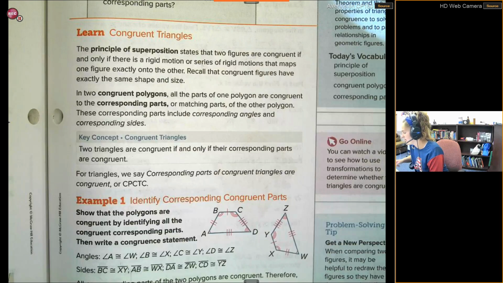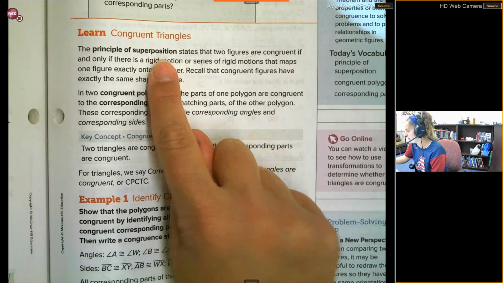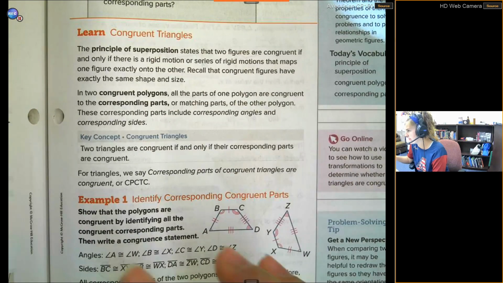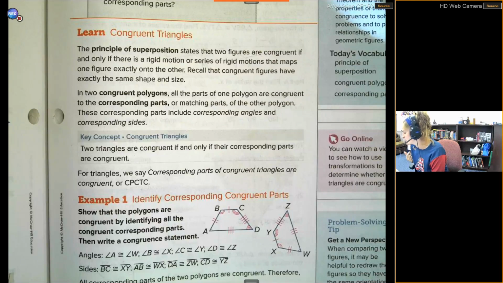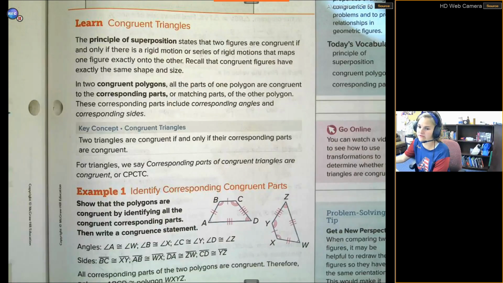So superposition just means that we can take one shape and put it on top of the other to make the same figure. So in two congruent polygons, all parts of one polygon are congruent to the corresponding parts, or matching parts, of the other polygon. These corresponding parts include corresponding angles and corresponding sides. It says two triangles are congruent if and only if their corresponding parts are congruent.